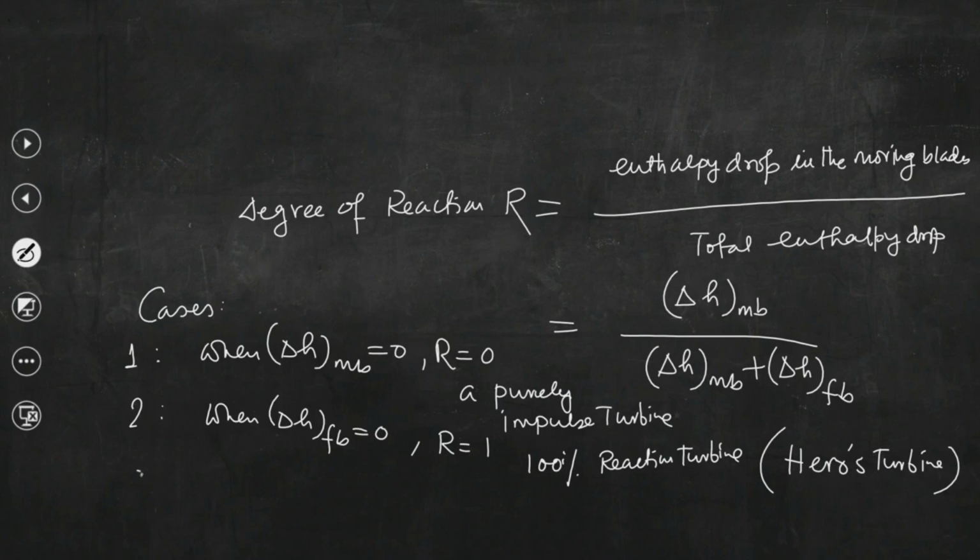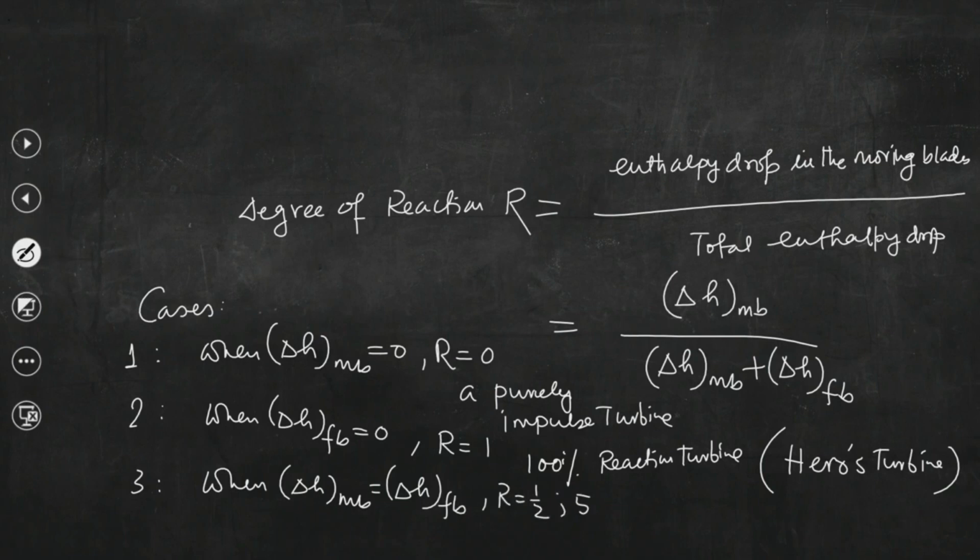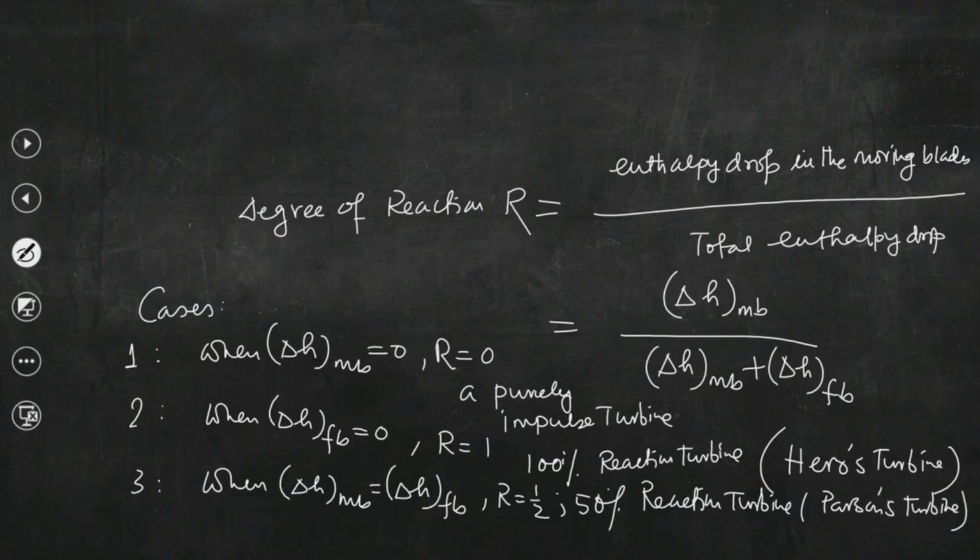And case 3, when delta H MB equal to delta H FB, then R equal to half. That means 50% reaction turbine. An example is Parsons turbine. Parsons turbine. So, what you can understand?